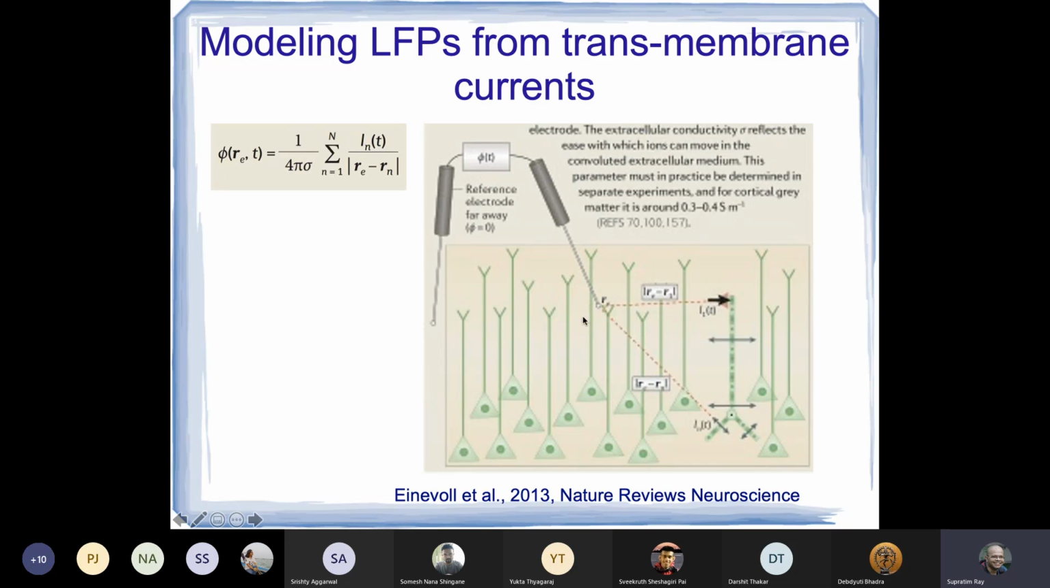These are pyramidal cells. They're all lined up like this. In each neuron, you can divide it into small segments and then talk about the transmembrane currents, the currents that are flowing in and out of the cell. And here's my extracellular electrode, positioned at this point, and I'm measuring the potential here.